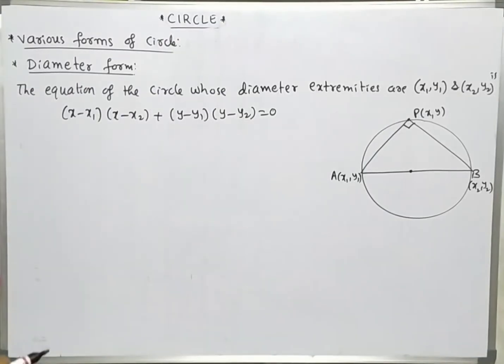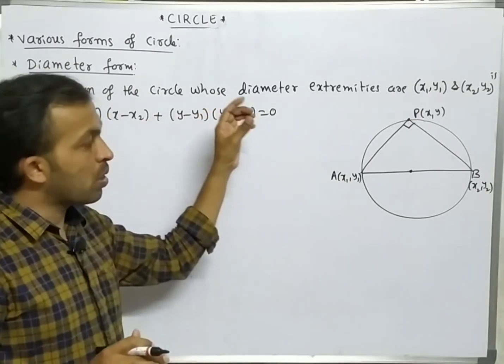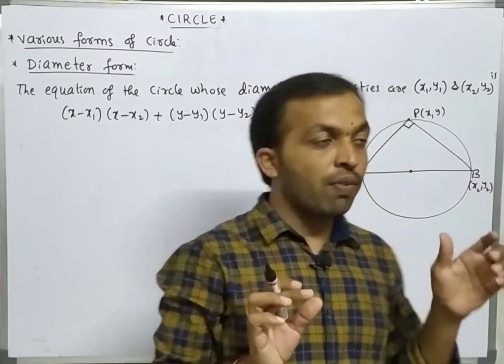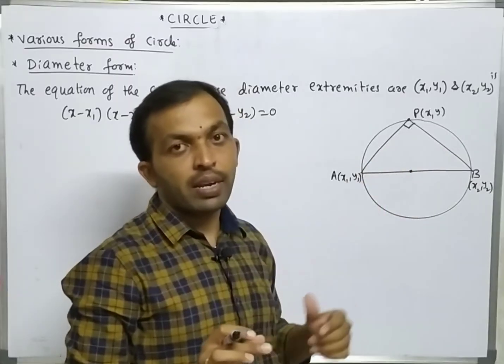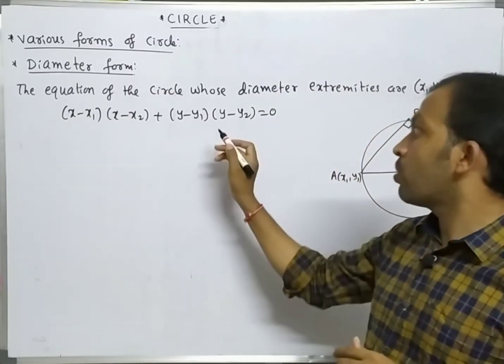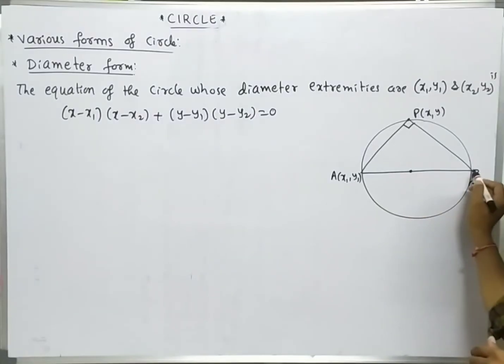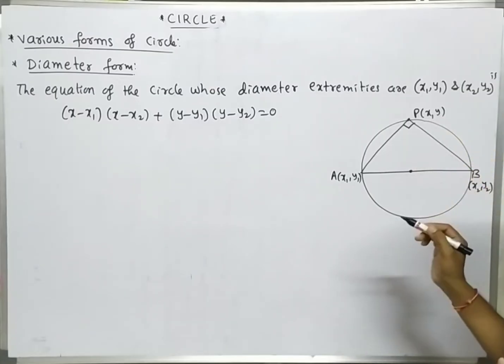Now, diameter form of the circle. If the equation of the circle whose diameter extremities, meaning end points, are given, then we can find the equation of the circle by using this formula. Okay, so A(x1, y1) and B(x2, y2) are the end points of this diameter. Let P(x, y) be a point on the circle.